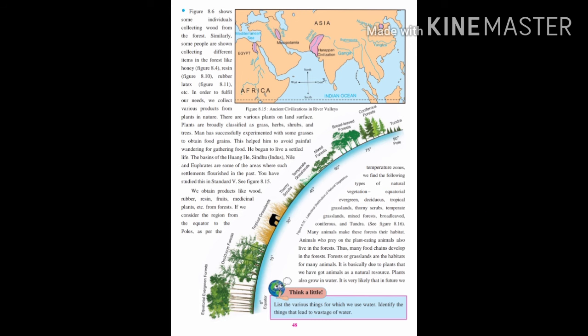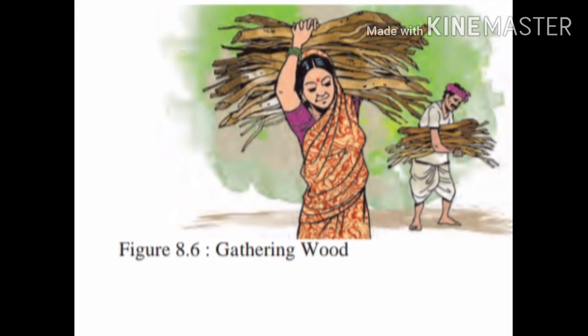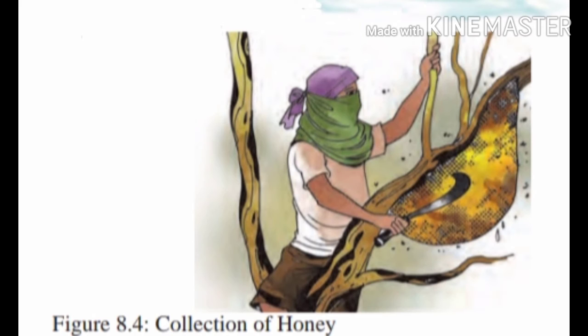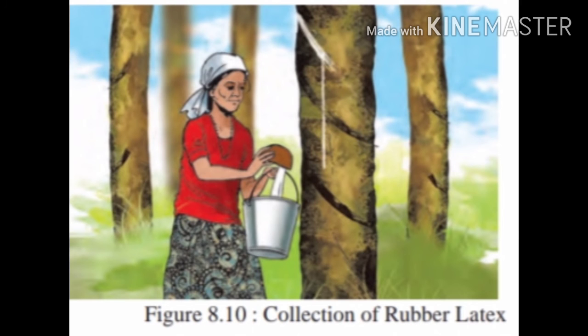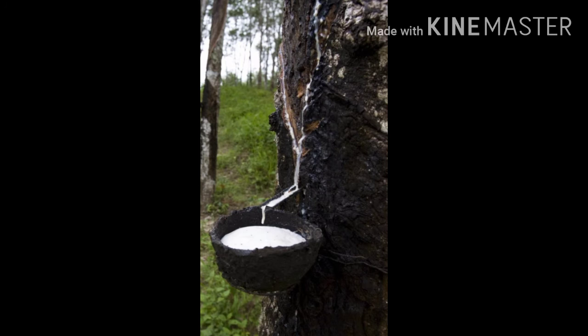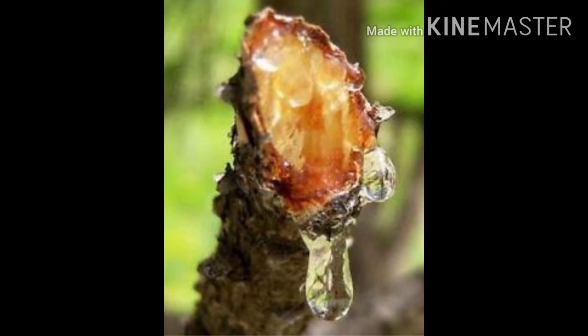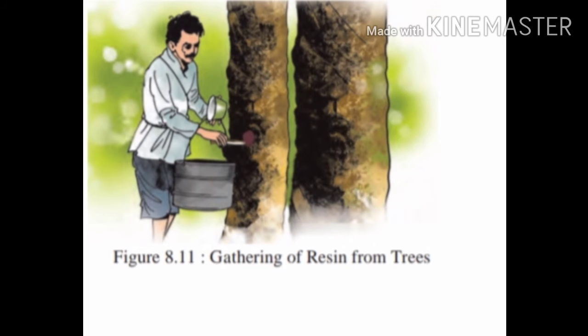Now students, let's turn to page number 48. Figure 8.6 shows some individuals collecting wood from the forest. Similarly, some people are shown collecting different items in the forest like honey. Figure 8.10 shows resin. Figure 8.11 shows latex. In order to fulfill our needs, we collect various products from the plants in nature.